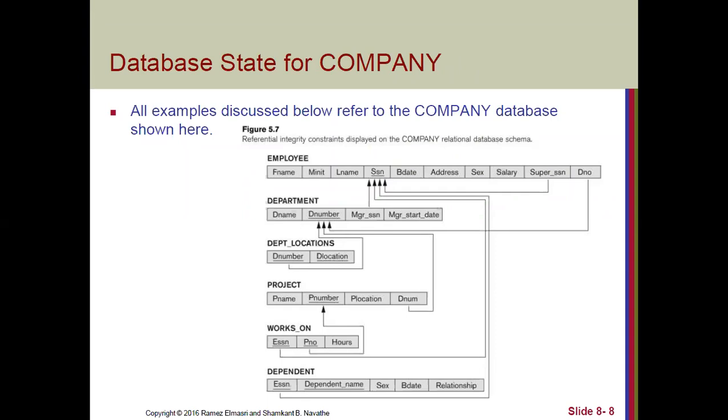These arrows show the relationships of various relations in terms of the reference key, and that defines the whole schema of the company. And here how many relations are involved? Number one, the employee. The second is department. The third one is department locations. The projects works on independent. So we have discussed this in the entity relationship diagram lecture, or the enhanced entity relationship diagram lecture as well.